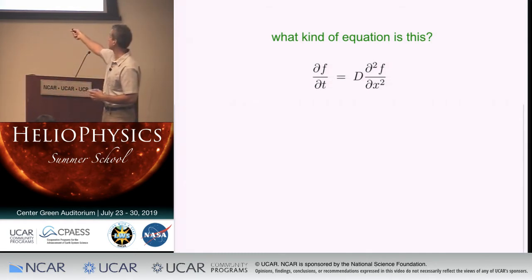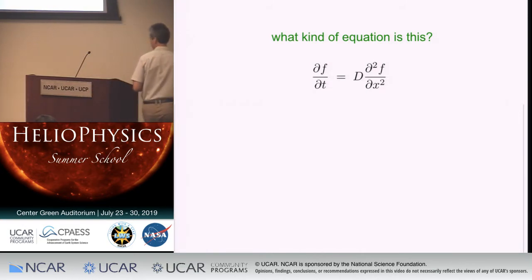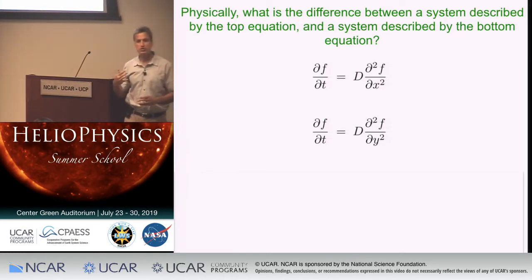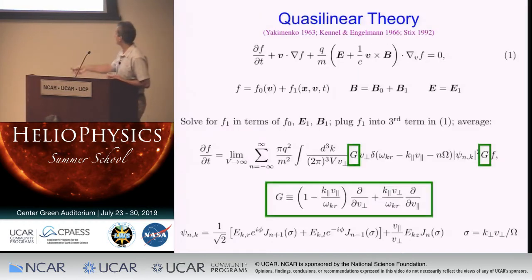X is the direction in which the quantity in question, F here, is diffusing. If I wrote an equation like this, the second equation, it's also a diffusion equation, but in the second case, the diffusion is occurring in the y direction. Material, particles, energy is diffusing in the y direction in the second case. So if you go back to this equation that we were just looking at, we have two derivatives acting on F.